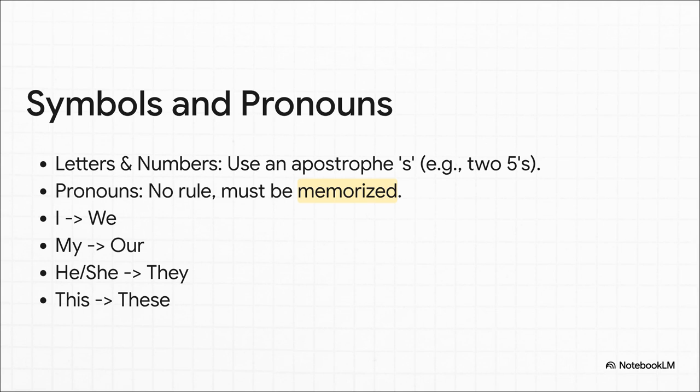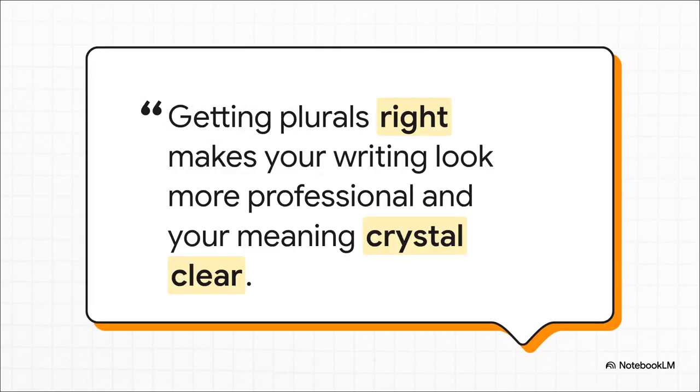Okay, just a few last odds and ends to wrap things up at the top of our pyramid. How do you make letters and numbers plural? Well, for clarity, we often just use an apostrophe S, like mind your P's and Q's, or add 2 5s. And then there are pronouns. Oh boy, there's no rule here at all. They just change completely. I becomes we, she becomes they, this becomes these. It's pure memorization.